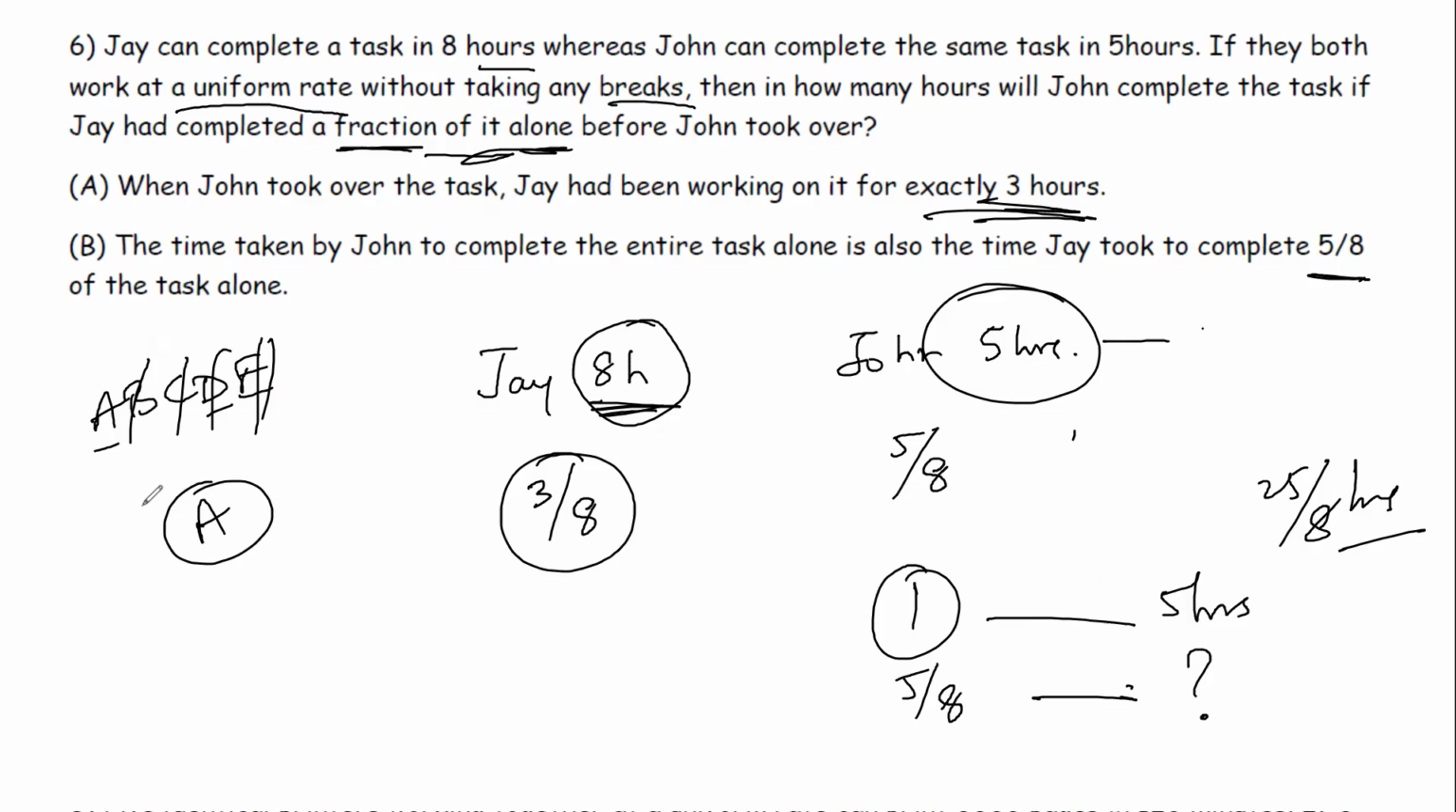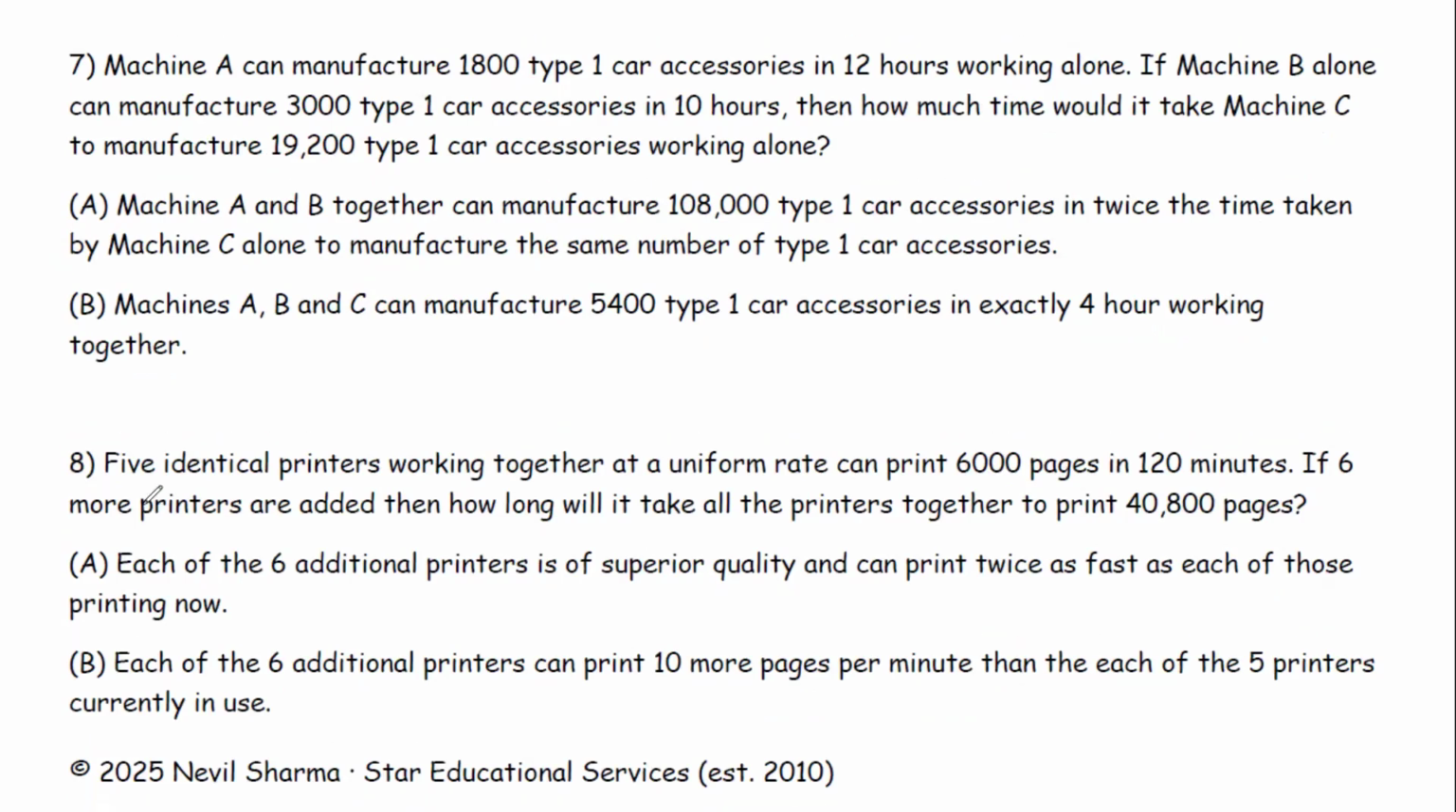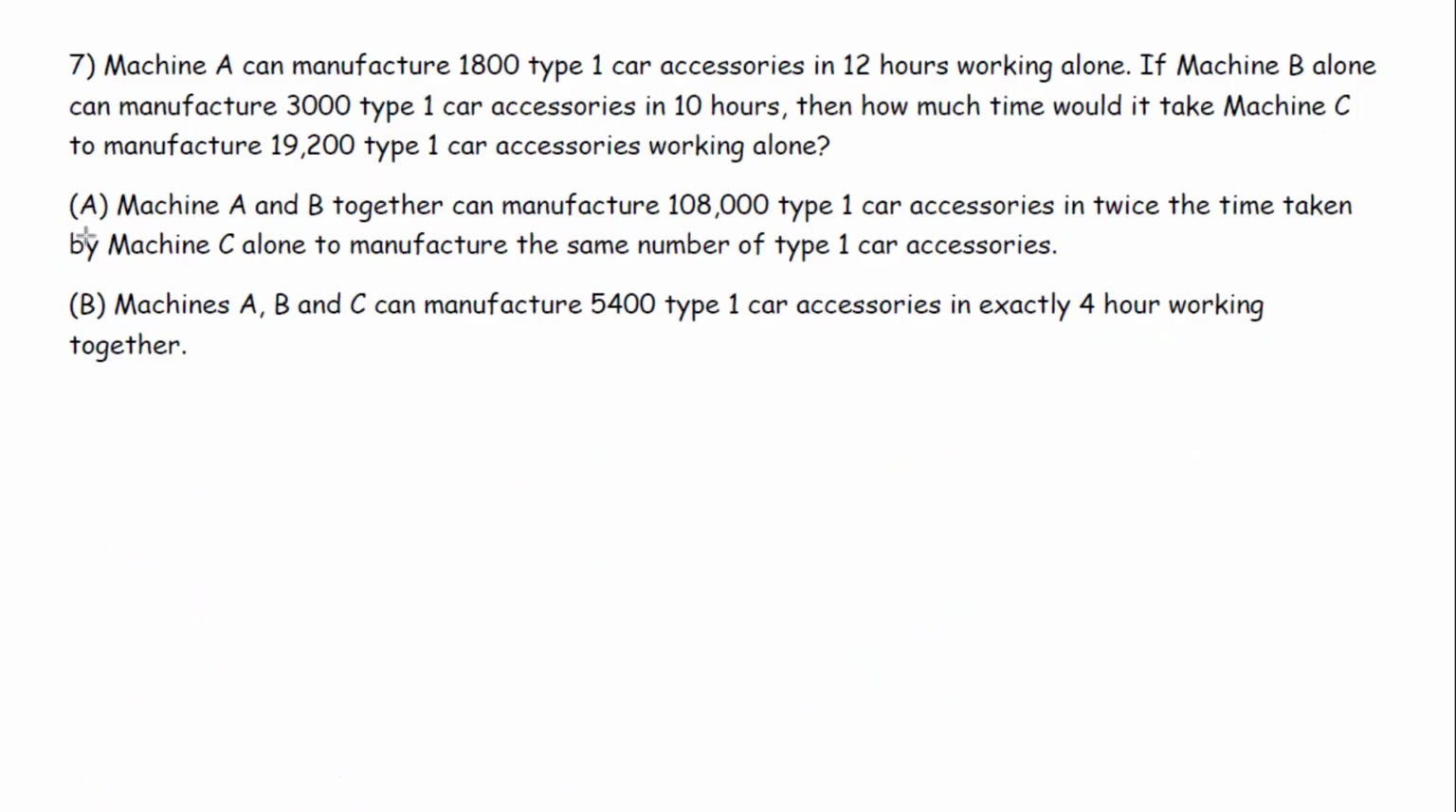Question 7. Machine A can manufacture 1800 Type 1 car accessories in 12 hours working alone. If machine B alone can manufacture 3000 Type 1 car accessories in 10 hours, then how much time would it take machine C to manufacture 19,200 Type 1 car accessories working alone? So we need information for C. Let's look at A.